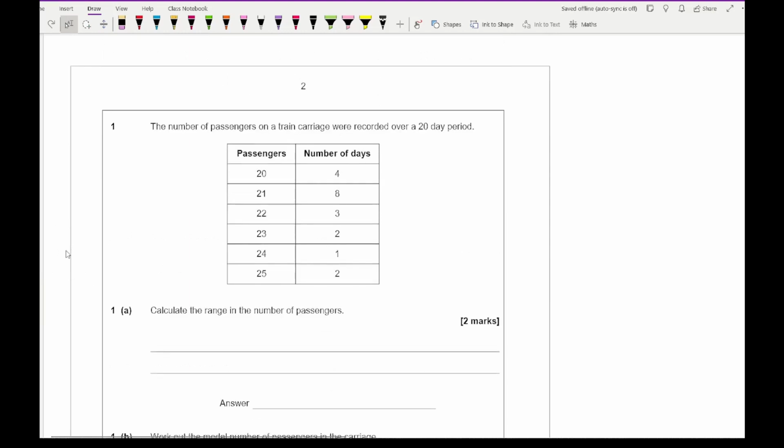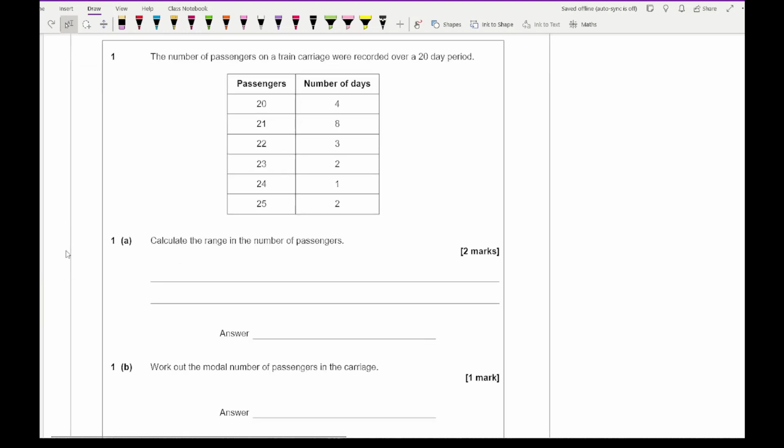So looking at question 1, it says the number of passengers on a train carriage were recorded over a 20-day period. And question 1A is asking, calculate the range of numbers of passengers.